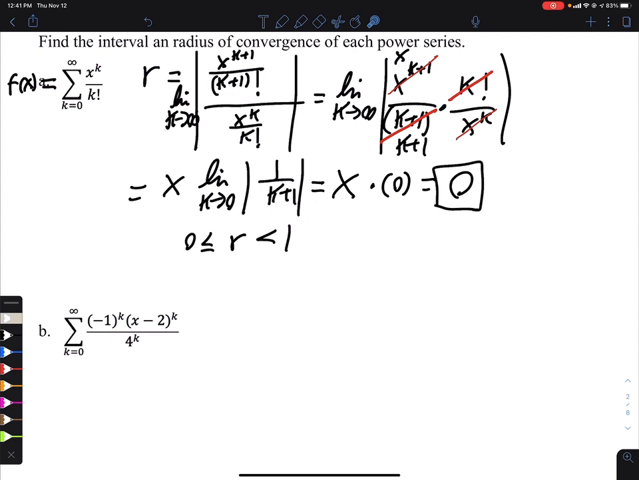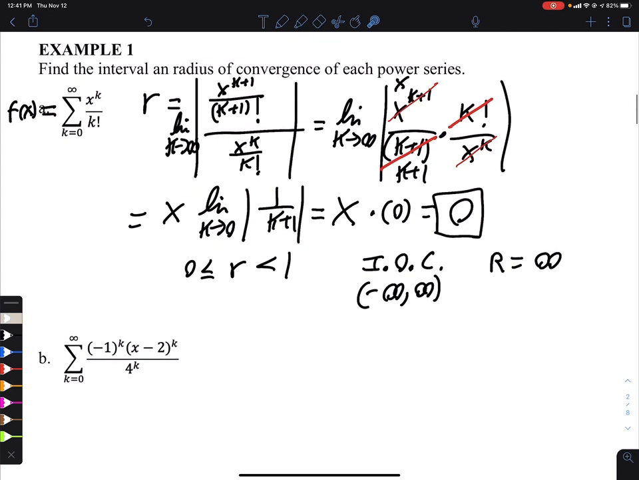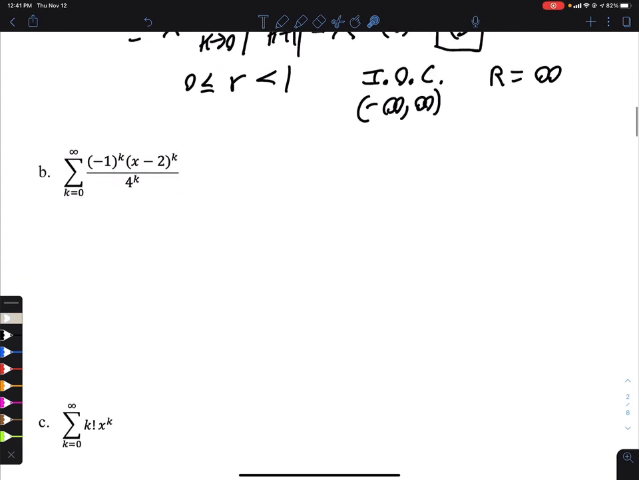So the interval of convergence is from negative infinity to infinity. It doesn't matter what your x is because it's times 0. Your radius r is going to be infinity because from the center 0 to infinity is infinity. So that's your radius of convergence, and that's example A. Let's do B.